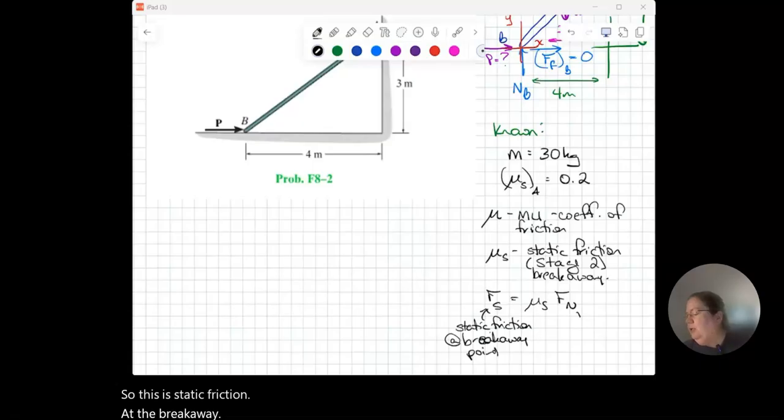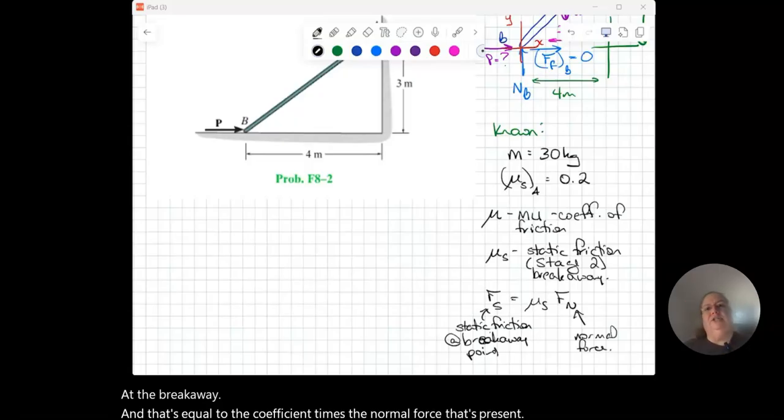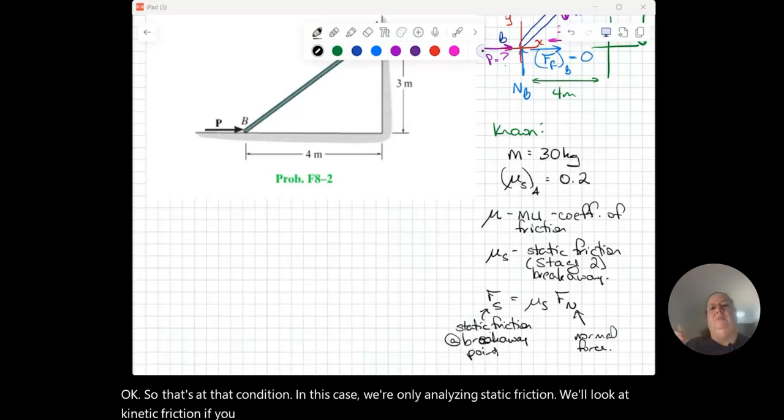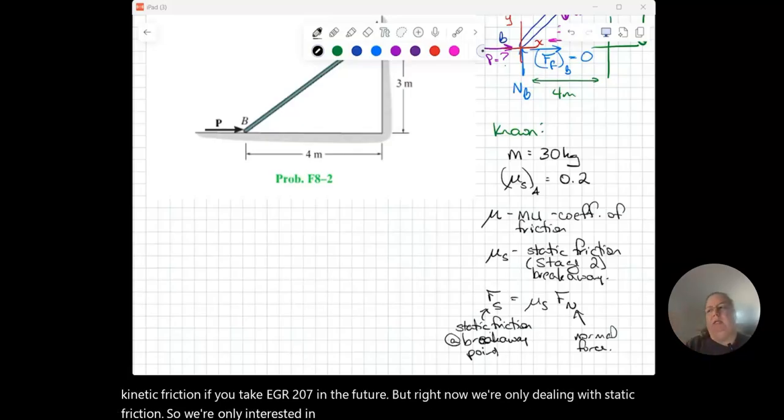And that's equal to the coefficient times the normal force that's present. Okay, so that's at that condition. In this case, we're only analyzing static friction. We'll look at kinetic friction if you take EGR 207 in the future, but right now we're only dealing with static friction. So we're only interested in what's happening at that threshold between no motion and motion.